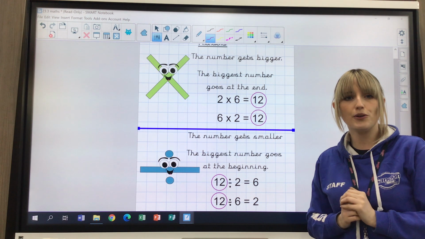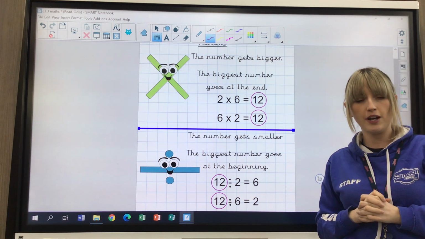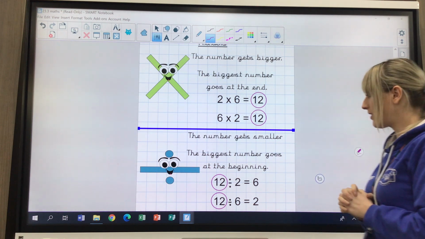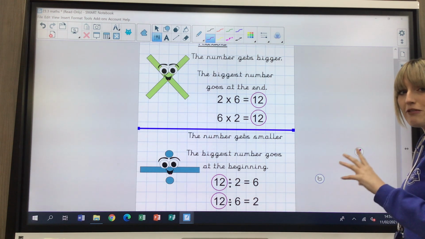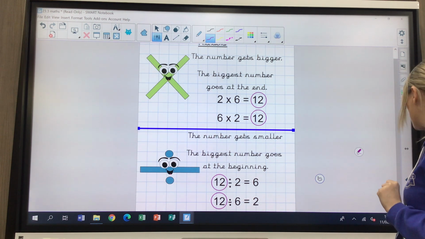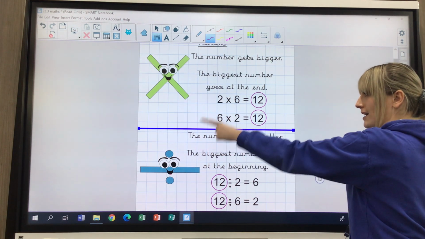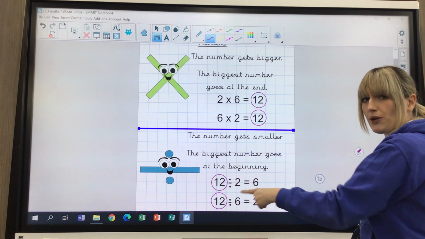So I would like you to pause the video now to copy the rules out in your book so that you can use them for your learning today. Right, we're going to come back to this rule in a moment when we go through an example of our task for today. So let's just check we understand. When we're multiplying, the biggest number goes at the end. When we're dividing, the biggest number goes at the beginning.